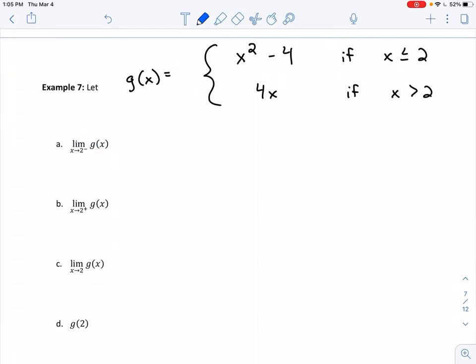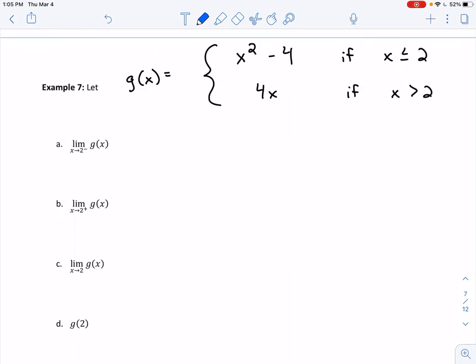And if I look at my piecewise defined function, that's where this function sort of changes gear. It sort of changes how it's defined. For values that are less than or equal to 2, it's defined by x squared minus 4. And values greater than 2, it's defined by 4x. Let's start with the left-hand limit first here. It says find the limit as x approaches 2 from the left of g of x.